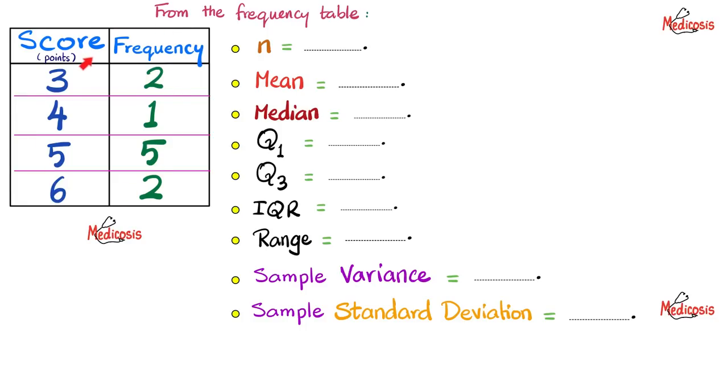So, given this frequency table, can you find n? Can you find the mean, the median of this sample, Q1, Q3 of the sample, interquartile range, the variance of the sample, and the standard deviation of the sample? Please pause the video. Let me know your answer in the comments. You'll find the answer key in the next video, which will be titled Variance.